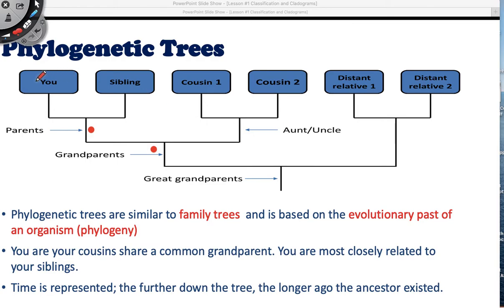And this will show how you are perhaps related to a distant relative, and that might be because you share some great-grandparents in common. Okay, so here you see that time is being represented by these branches of this tree. The further down the tree, the longer ago the ancestor existed. So we know that our great-grandparents probably existed a while ago, right?